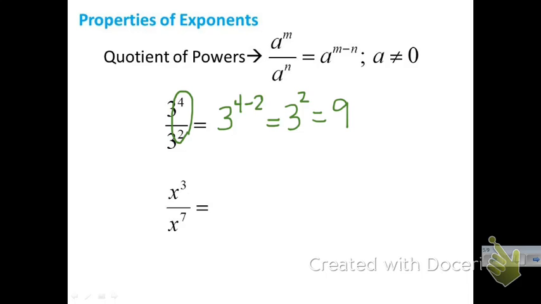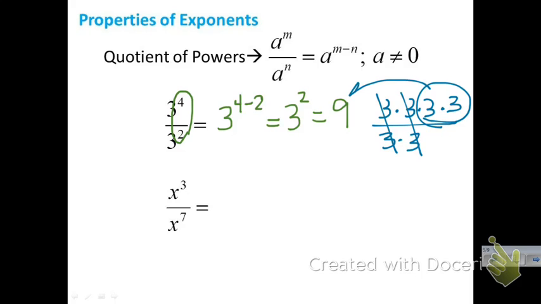Another way to look at this, I should say the long way, would be to say that we have 4 3's in the numerator. We're dividing by 2 3's. If you see here, both of these divide out. We're left with 2 sets of 3's, and 3 times 3 gives us 9. Now, this isn't too long of a method if your exponents are 4 and 2, but if your exponents become really large, it's a lot easier to use the rule that we just subtract the exponents.